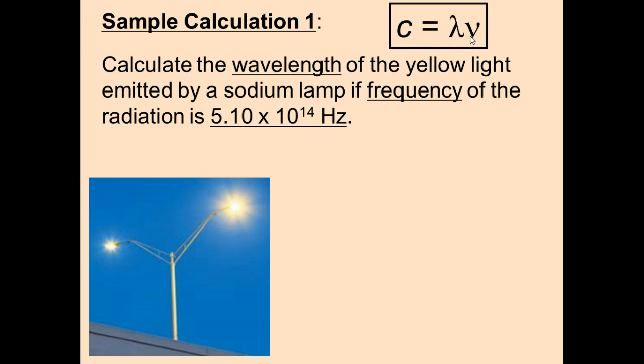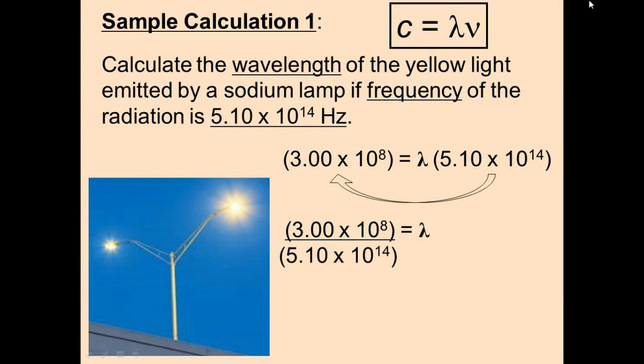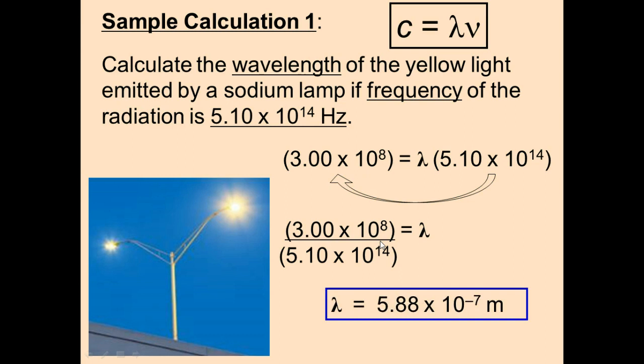First we set up the formula. 3 times 10 to the 8th, which is given to us because it's the constant, equals wavelength, which I'll just call x to make it easy, times 5.1 times 10 to the 14th. Pretty much you just divide the speed of light by the frequency, put these in parentheses, enter into your calculator and get 5.88 times 10 to the negative 7th, and it's in meters because this formula gives it in meters.